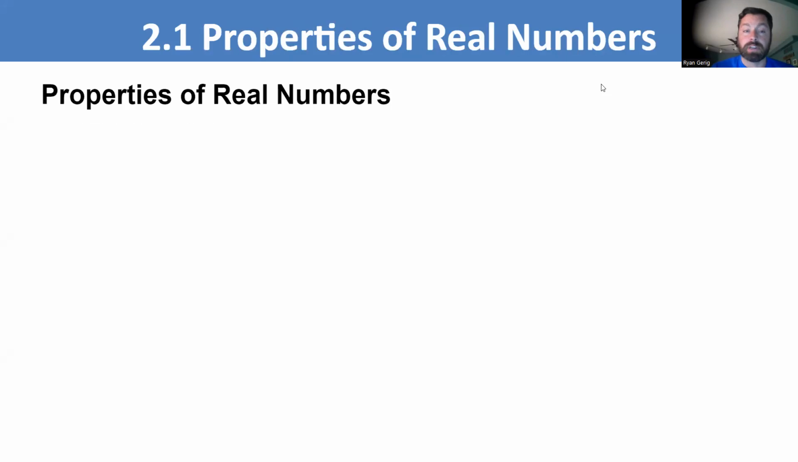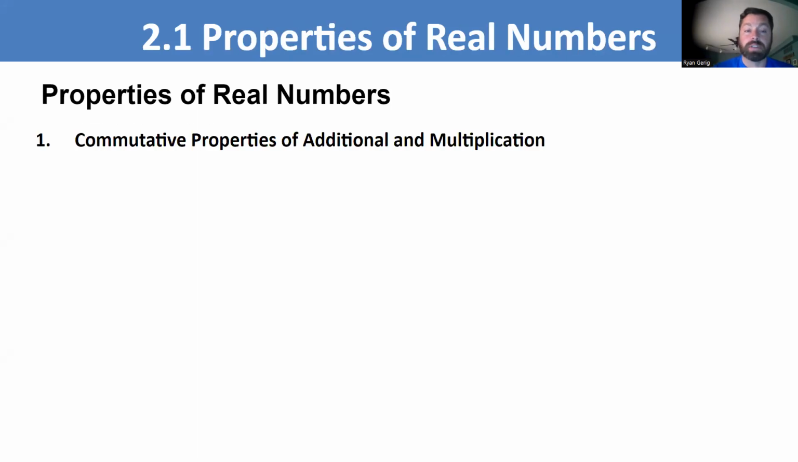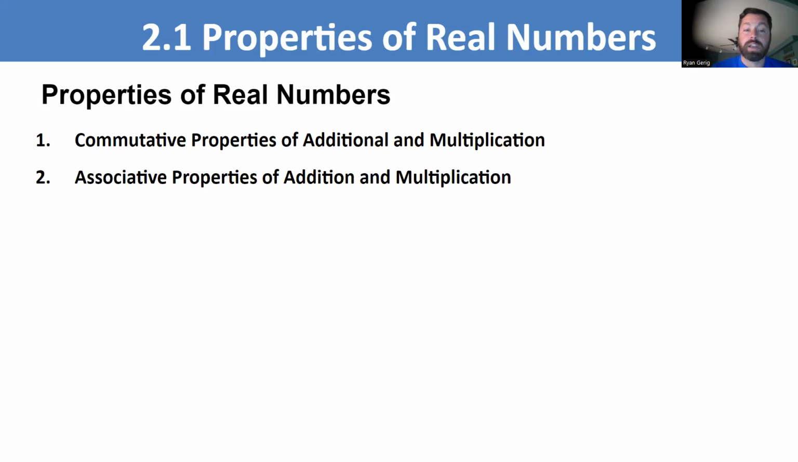Some of the properties that we talked about were the commutative properties of addition and multiplication, which simply said that it doesn't matter which number I start with, the answer or the sum to an addition problem is going to stay the same. And the same thing applies with multiplication. Then we talked about the associative properties of addition and multiplication, which says that if I'm adding a bunch of numbers together, I can group them however I want, and I get the same answer. And the same thing applies with multiplication.